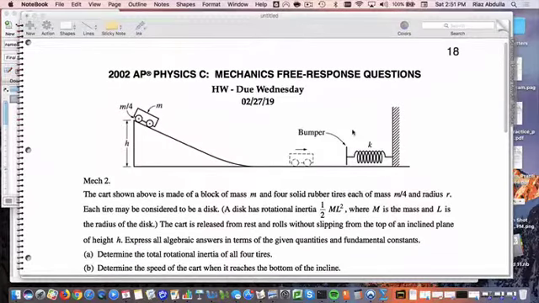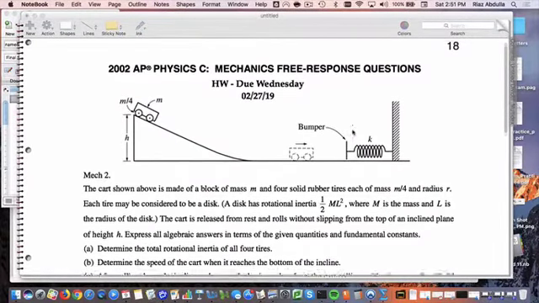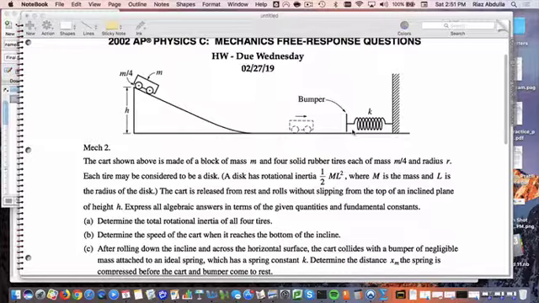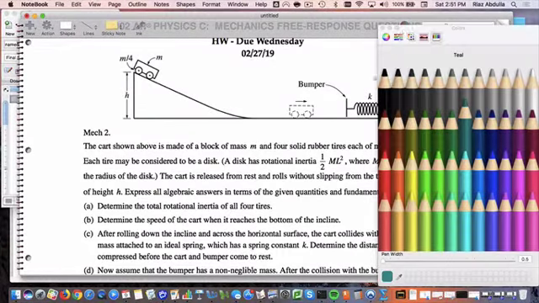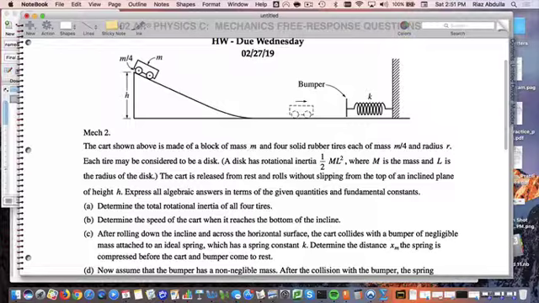This is the 2002 Mechanics Free Response question number 2. There's a little bit of energy, a little bit of momentum, a little bit of rotational motion here. Actually put it all together. So first, in part A, we want to know what is the rotational inertia of all 4 tires.